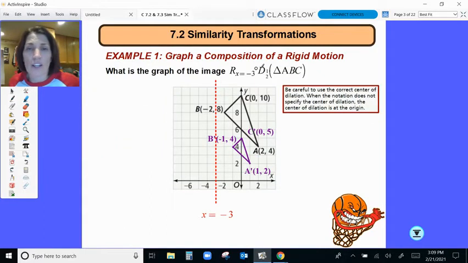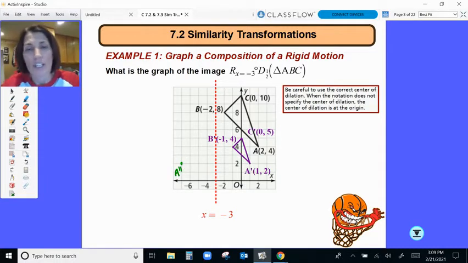Now we're going to reflect it around the line x equals -3. So I'm going to take my points and reflect them around the line x equals -3. Point A here is 1, 2, 3, 4 away from the line, so it's going to be 1, 2, 3, 4 away on the other side of that line. And that will give me my new A. We'll call that A double prime.